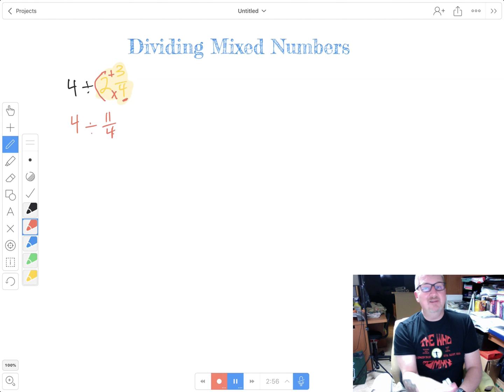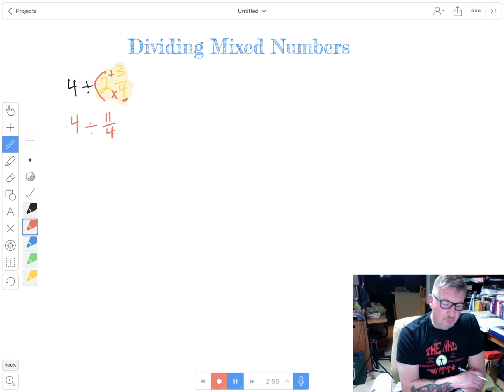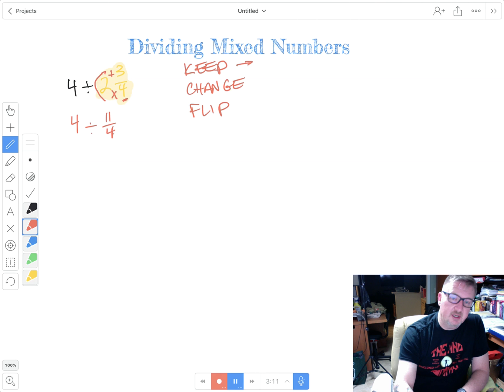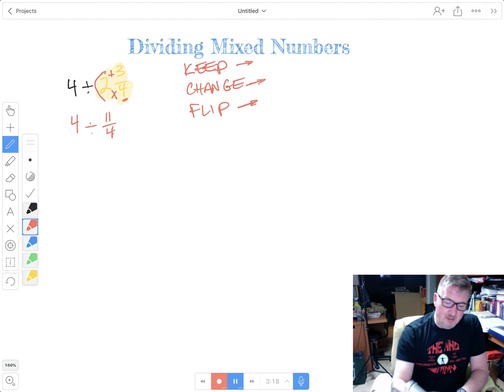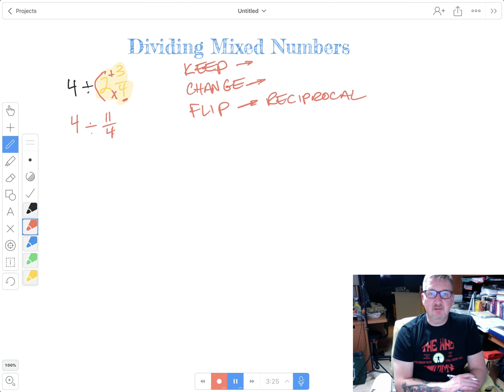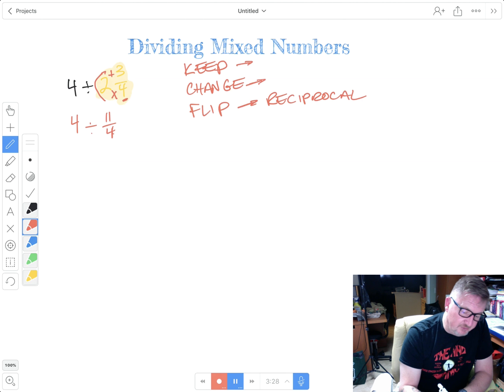So now this is not anything different that you've seen in the past. We can go ahead and divide. So we follow the rule: keep, change, and flip. All right, that means we're keeping the first fraction, we're changing the operation, and we're flipping the second fraction. When I say flip, I mean we use the reciprocal. All right, using the reciprocal of the second fraction. So let's get after it.